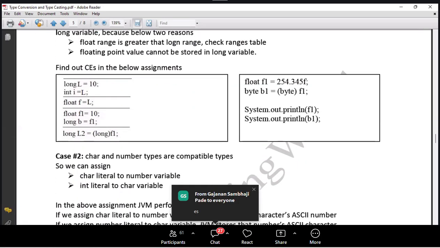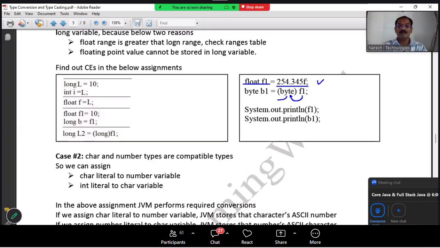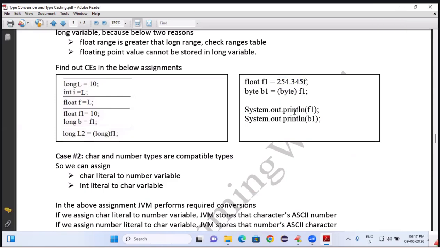Understand this point. If I use a float value for a float variable, it is allowed. If I give a float value to a byte and store it in byte, any compile time error? No compile time error. What value is coming from float? 254.345. You want to convert to which type? Byte. Byte is an integer number, so the fractional portion is removed. Only 254 is taken, converted to -1 coming. Okay, leave it.